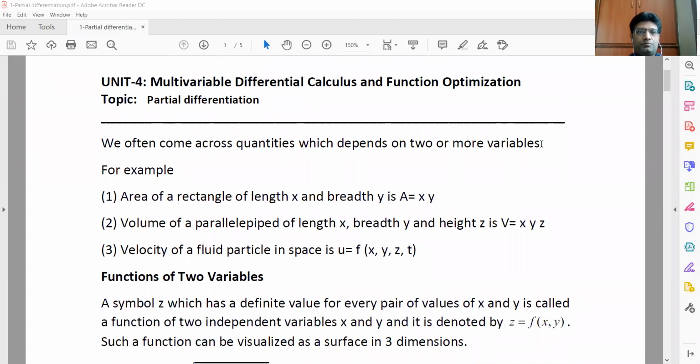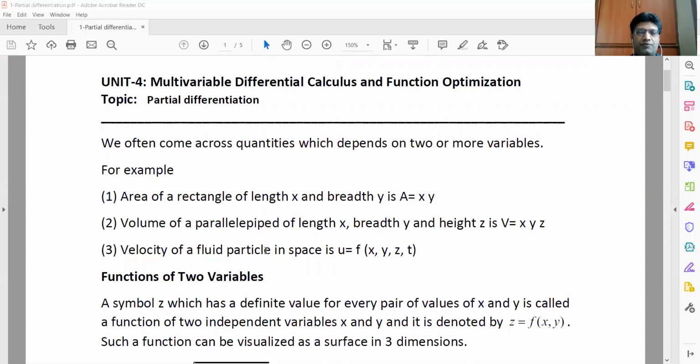So, we often come across quantities which depend on two or more variables. For example, the area of a rectangle whose length is x and breadth is y. So A equals xy. So here area is a function of two variables. So area depends on these two variables x and y. Similarly, the volume of a parallelepiped of length x, breadth y and height z is V equals xyz. So it is a function of three independent variables.